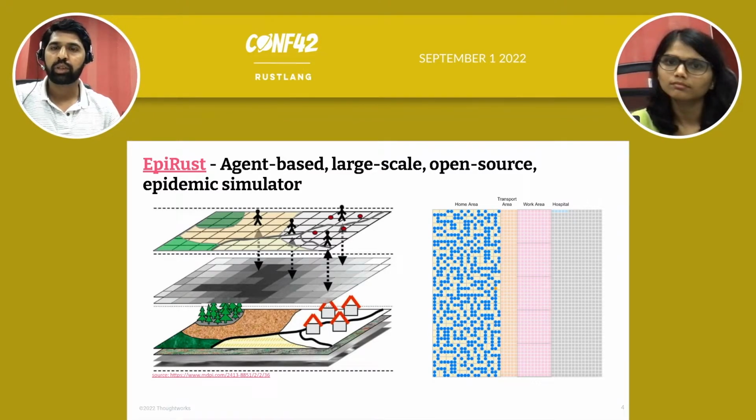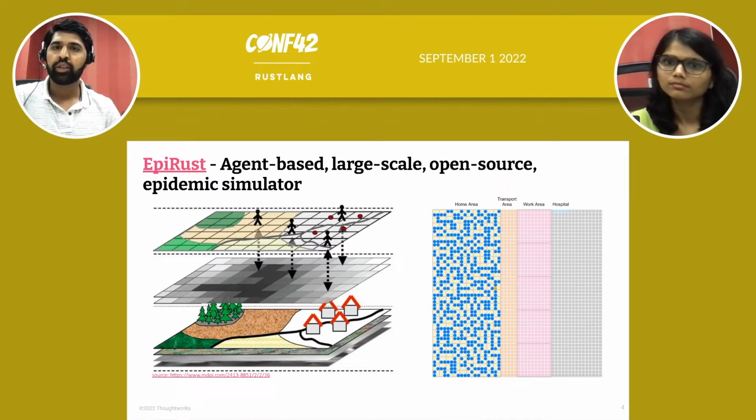As it has been described, it is an agent-based large-scale open source epidemic simulator. So let's try and understand each and every term of this. When we say it's an agent-based simulator, what it means is we understand that the spread of a disease is a complex phenomenon. All of us have witnessed in the past 2 years how COVID-19 is spreading. It is difficult to understand as there are numerous factors which have an impact on the spread.